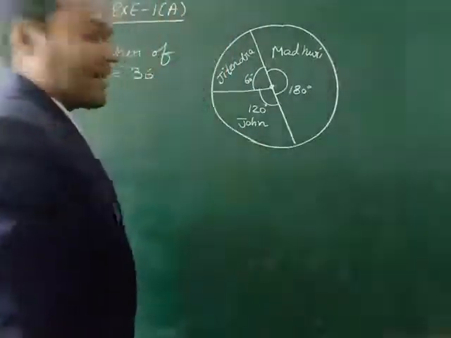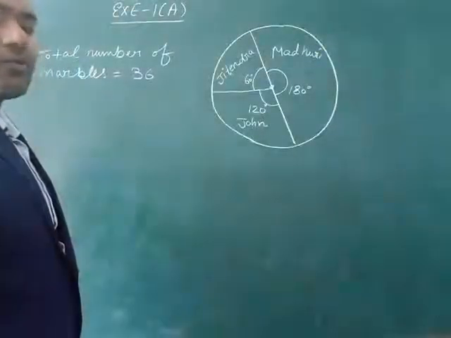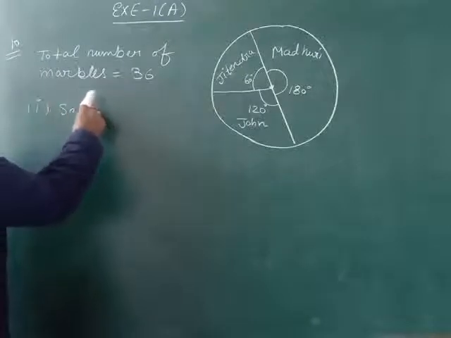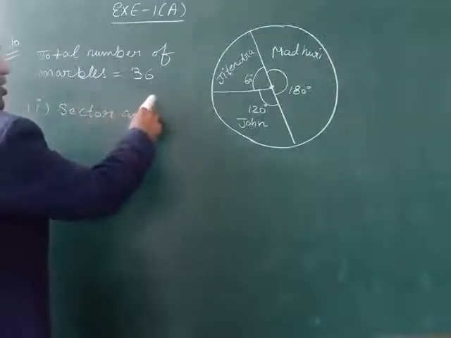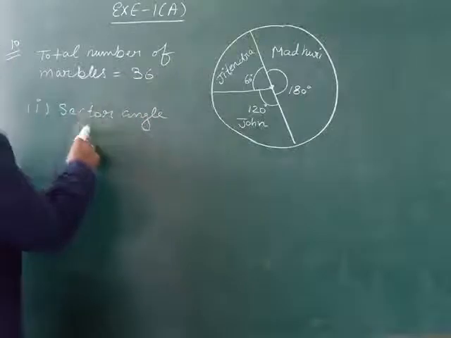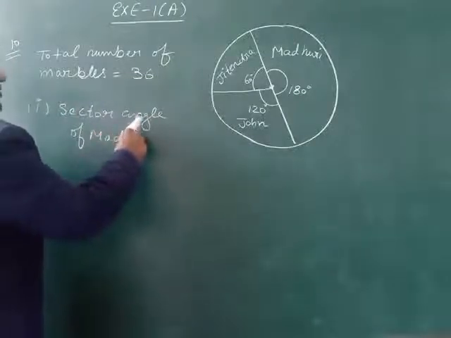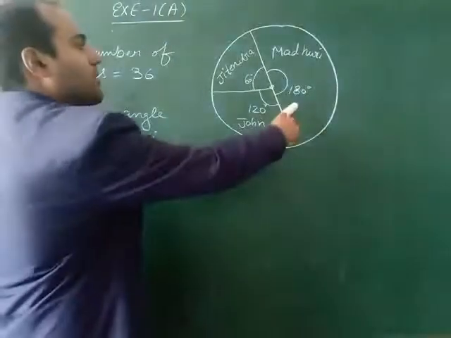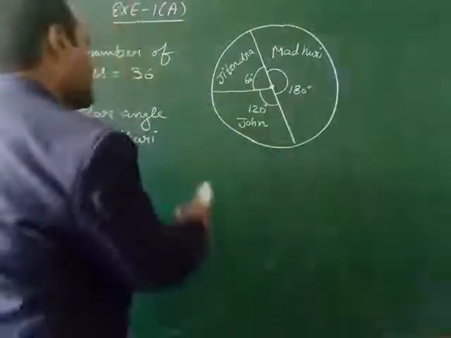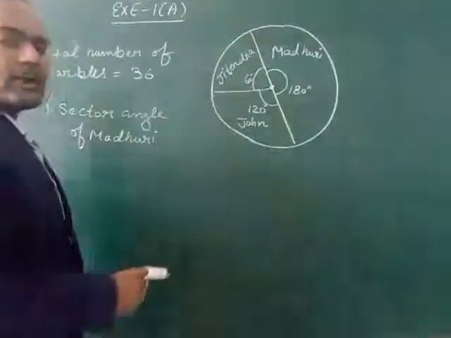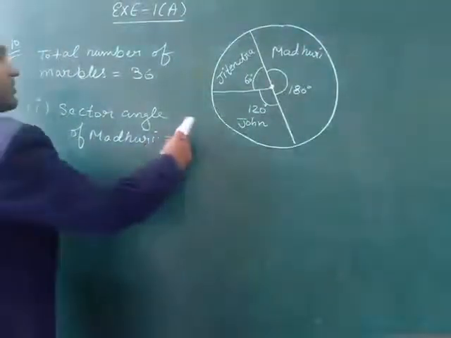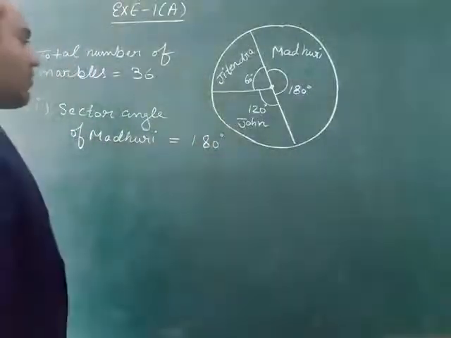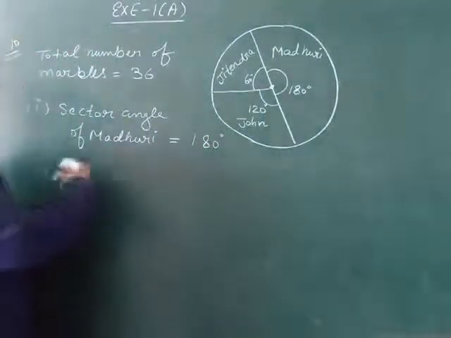First part, we have to find how many marbles Madhuri has. So we have to find the number of marbles that Madhuri is having. For the first part, we have to use the sector angle of Madhuri. First of all, we will use the sector angle value. The sector angle value is given for Madhuri. Madhuri's sector angle value is 180. So this 180 degree sector angle we will use. It is given in the question.